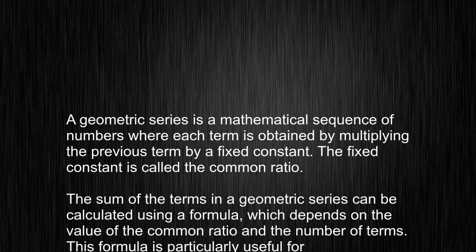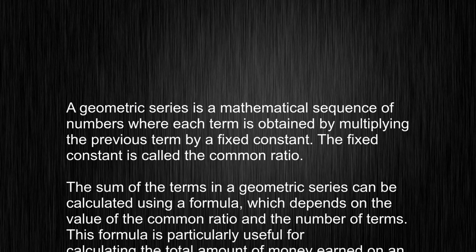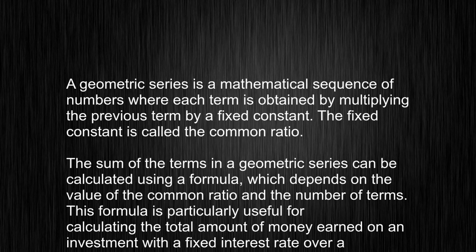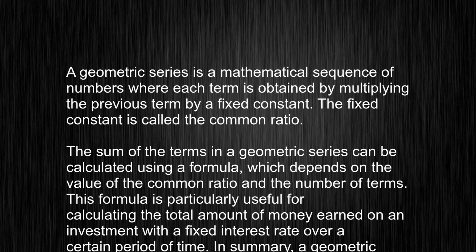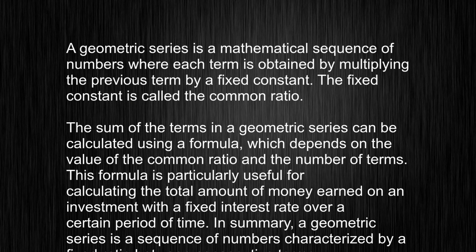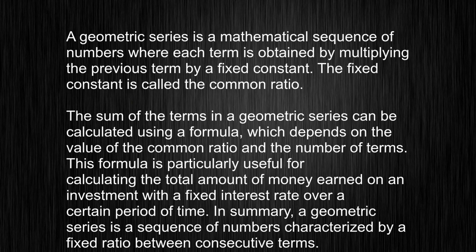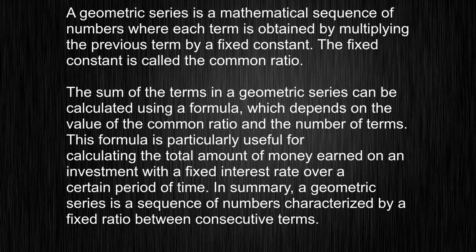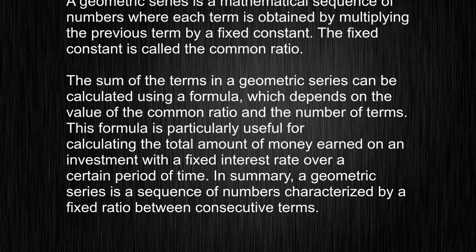A geometric series is a mathematical sequence of numbers where each term is obtained by multiplying the previous term by a fixed constant. The fixed constant is called the common ratio. The sum of the terms in a geometric series can be calculated using a formula, which depends on the value of the common ratio and the number of terms.